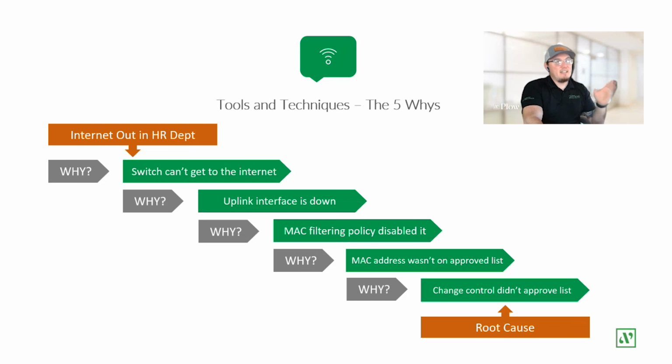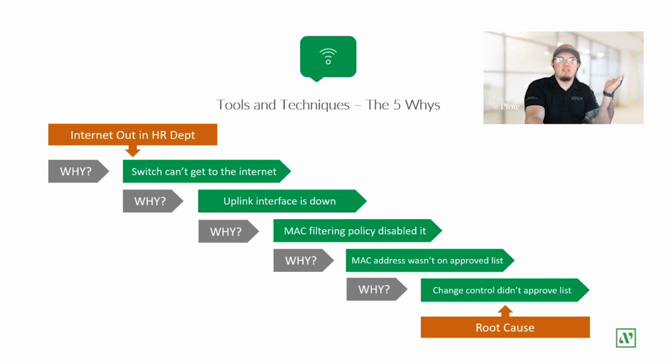We're going to say the internet's out in the HR department. Okay, so the first question we're going to ask: why? Why is it out in the HR department? Well, the switch can't get to the internet. Okay, why can't the switch get to the internet? Well, the uplink interface is down. Okay, all right, we're getting somewhere. Why is the uplink interface down? Well, it looks like a MAC filtering policy disabled it.